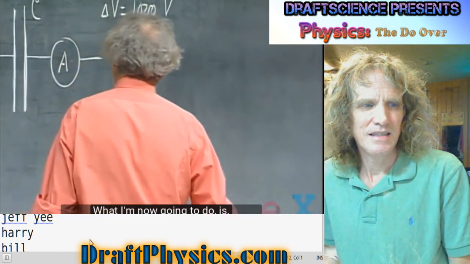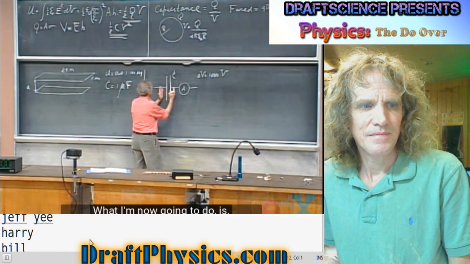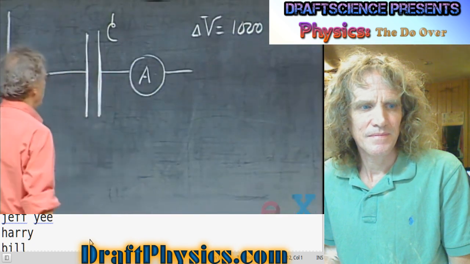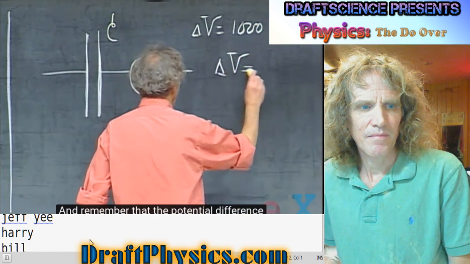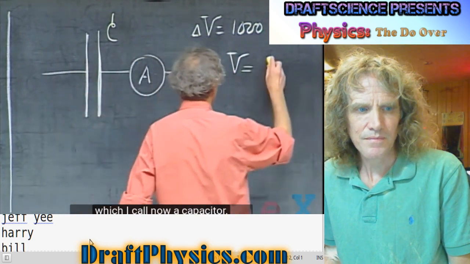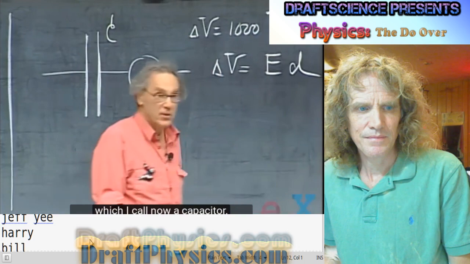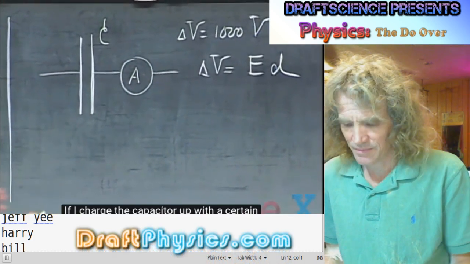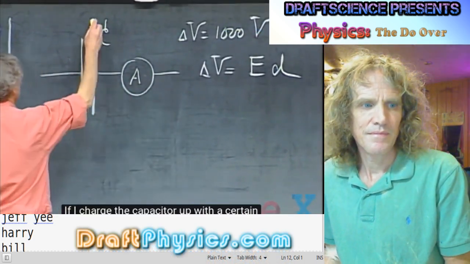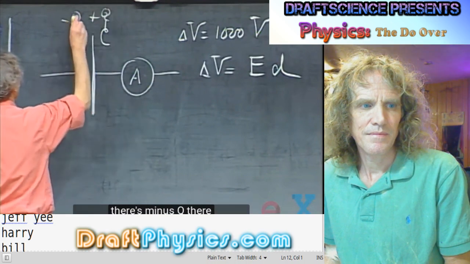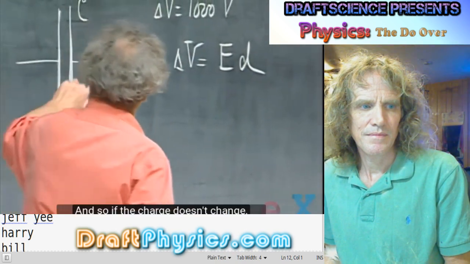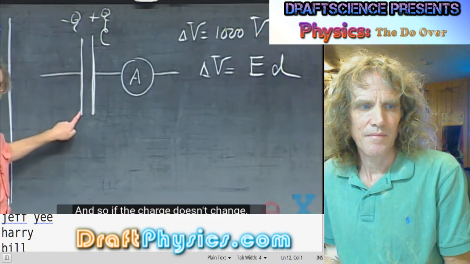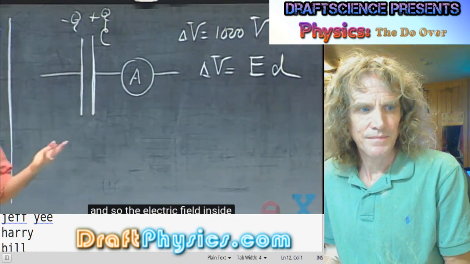What I'm now going to do is increase the separation, the distance d, of these two plates. And remember that the potential difference over the plates, which I now call a capacitor, is the electric field times the distance, and the electric field is constant. If I charge the capacitor up with a certain charge, there is plus Q here, there's minus Q there, and then I remove the power supply, that charge is trapped. That charge can never change. And so if the charge doesn't change, the charge surface density doesn't change, and so the electric field inside remains constant.